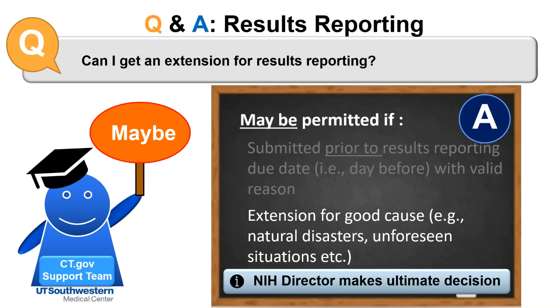The NIH director is the one who provides the decision to grant or deny the extension request electronically. If the extension request is granted, the responsible party must submit the clinical trial results information not later than the date of the deadline specified in the electronic response.